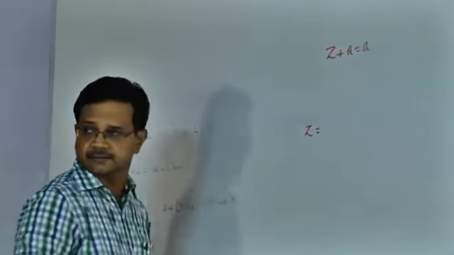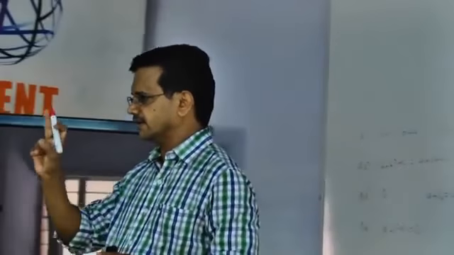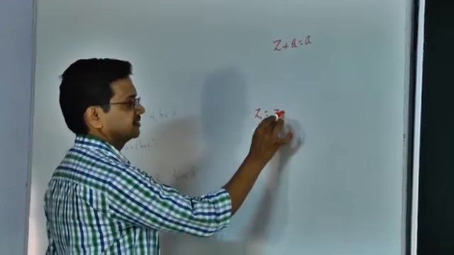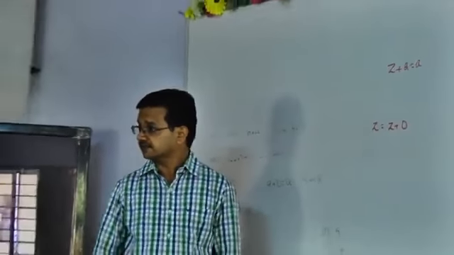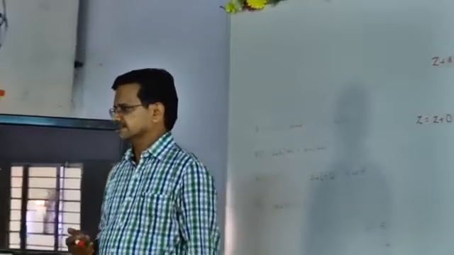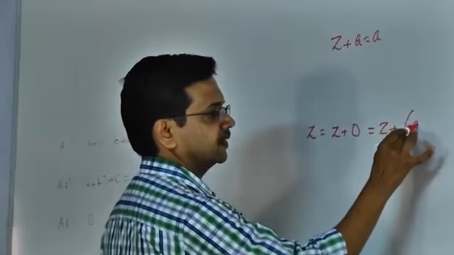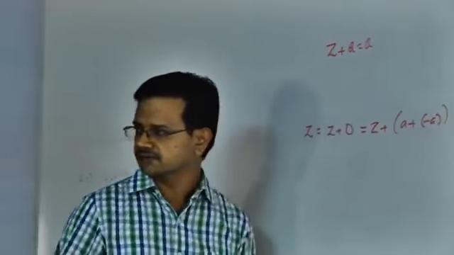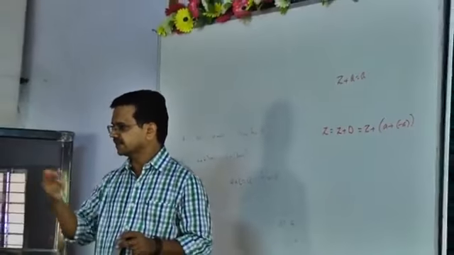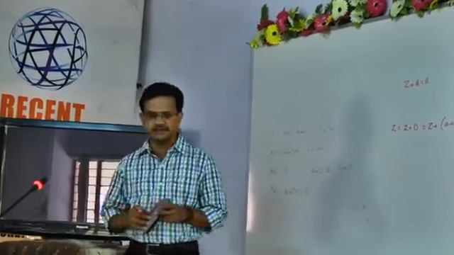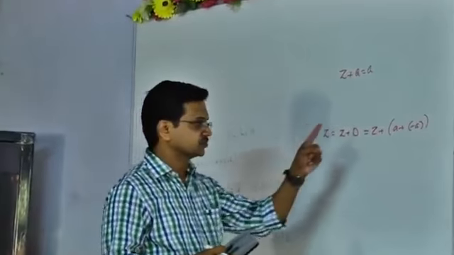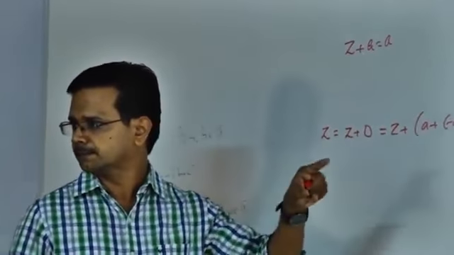We have only the 9 algebraic properties, and by using those, we can derive all the other things. So first consider Z. Z can be written as Z plus 0, by the property of the 0 element. Next, instead of 0, I write A plus minus A, because of the fourth property: for every A there is a minus A and A plus minus A equals 0. So instead of 0, I write Z plus A plus minus A.